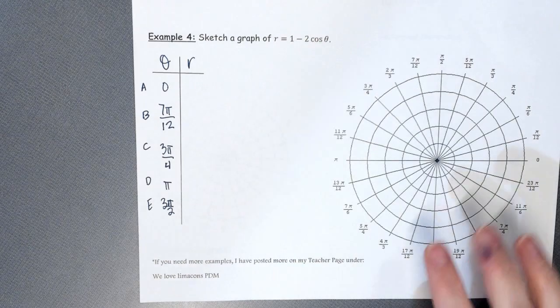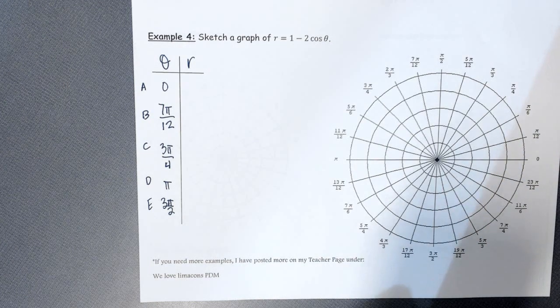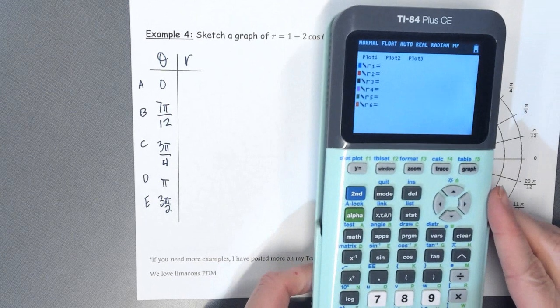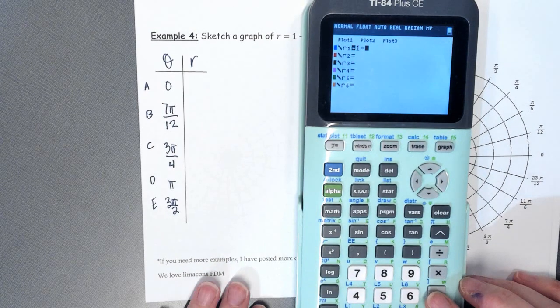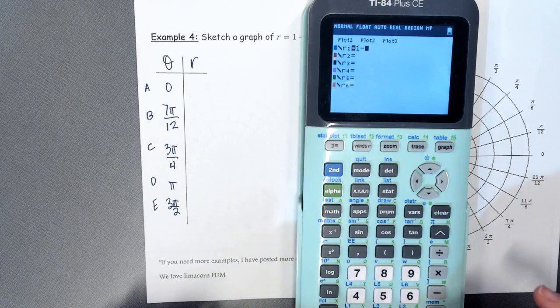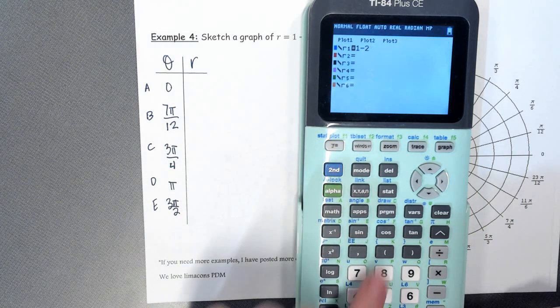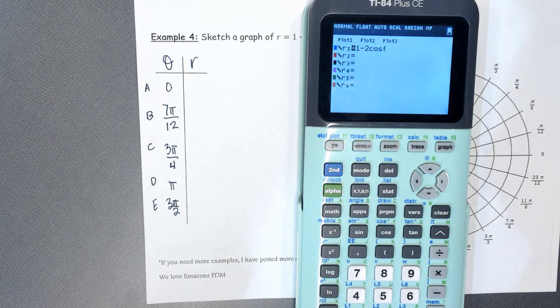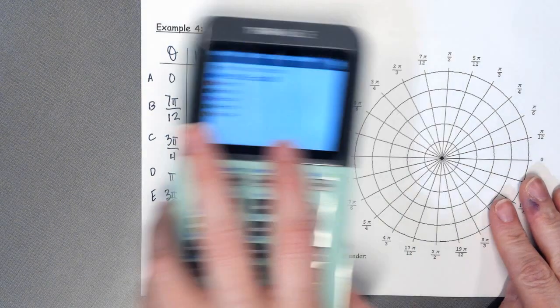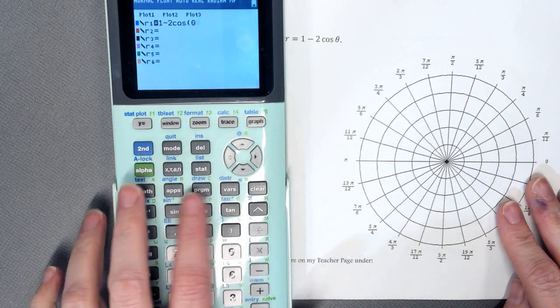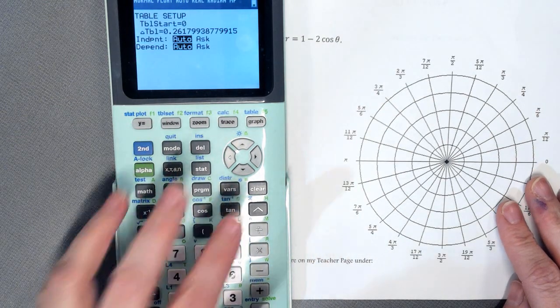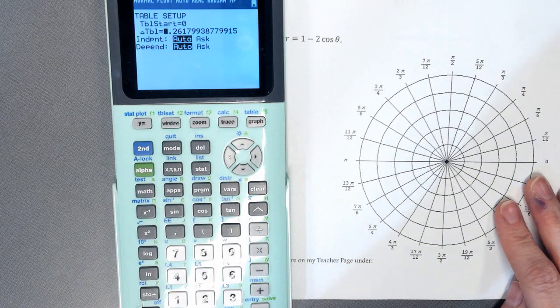All right, so we're going to sketch a graph of r equals 1 minus 2 cosine of theta. So I'm going to go back to my y equals. Have some of you seen what the shape is? Yeah, it's a, do you guys remember what it's called? The Limaçon, right? And this one's going to have an inner loop in it. Okay, so I'm going to put that in, and then again, we're going to go to the table, start at 0, go by pi over 12.